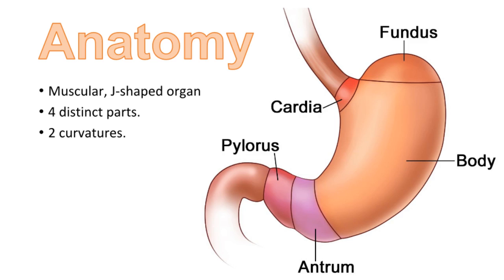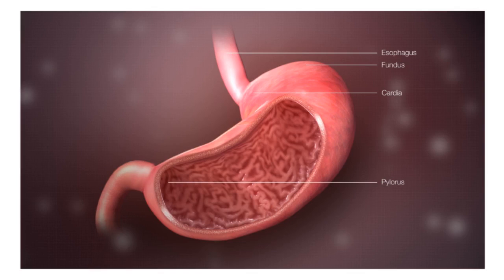The cardiac orifice is the opening of the esophagus into the stomach, and this orifice is controlled by a sphincter called the cardiac sphincter. The opening of the pylorus into the duodenum, which is the first part of the small intestine, is called the pyloric orifice. The pyloric orifice is controlled by the pyloric sphincter. Next, the stomach has 2 curvatures, the lesser curvature and the greater curvature.